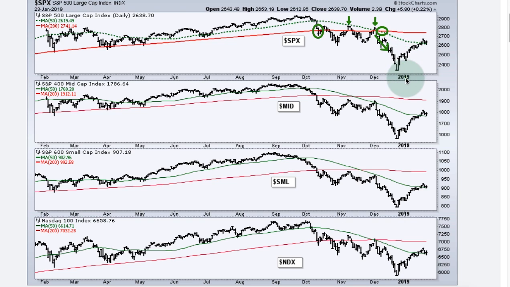Now, you'll get a different perspective if you look at the short-term. But before we do that, just note that mid-caps are also in a long-term downtrend. 50 days below the 200-day, prices below the 200-day, new 52-week low in late December. Same for small caps. And same for the NASDAQ 100. That was a 52-week low in late December. So short term, we have a different picture.